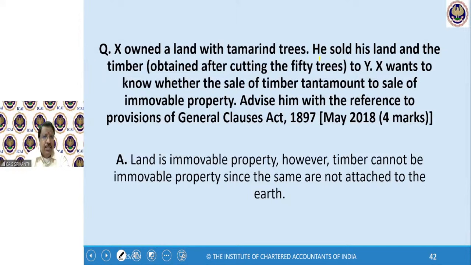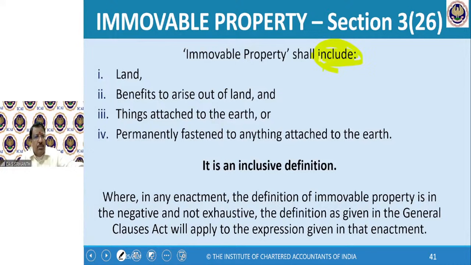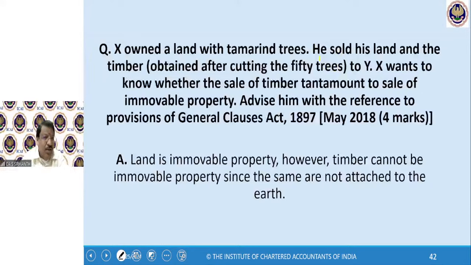Okay. A building with a foundation attached to the earth is immovable property. Machinery which is permanently fastened to anything attached to the earth, please be careful, is immovable property, whereas any machinery which is not attached to the earth is movable property. Okay. If you have any doubt, you can ask me.